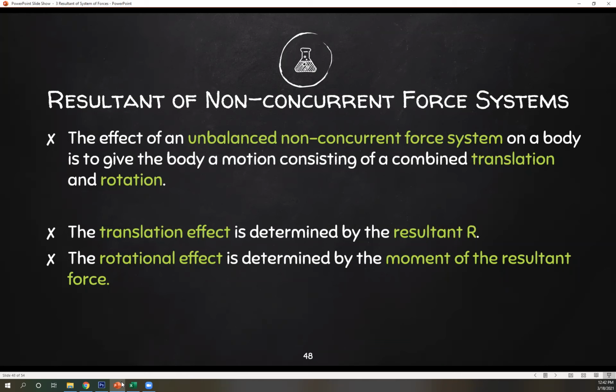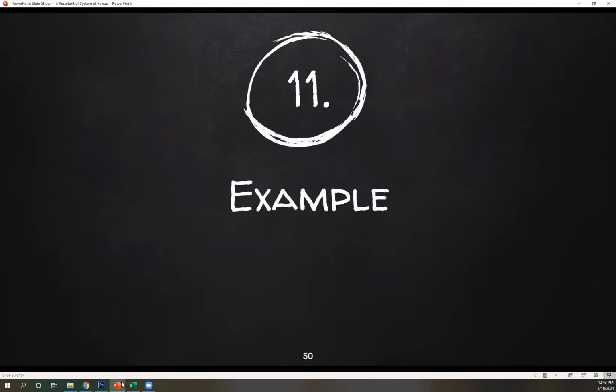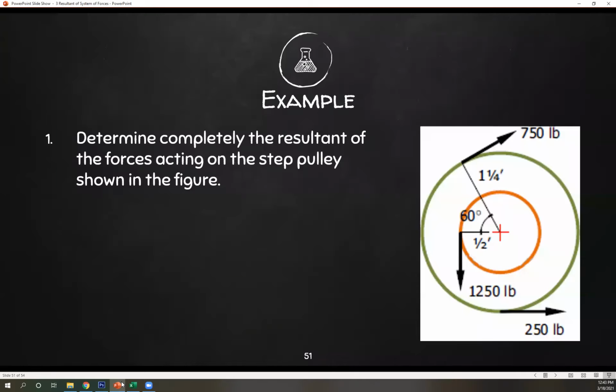So now we're going to do a combination of resultant and moment here, much like what we did with parallel forces. But now we're going to deal with two directions, X and Y, or whatever your axis is. Therefore, all of these equations now are applicable for resultant of non-concurrent force system. Once again, it's a combination of every concept we've learned so far. So let's have a few examples. Okay, let's start with one.